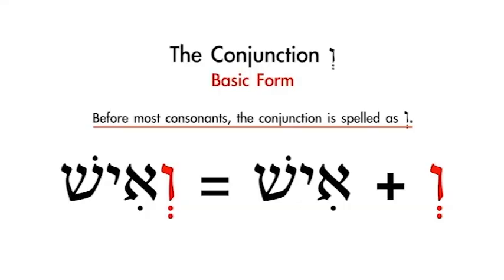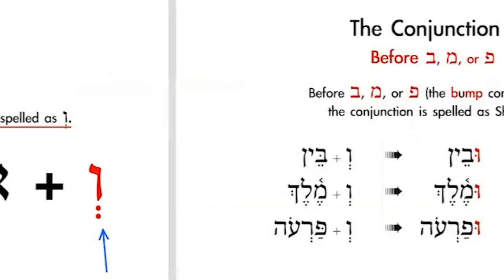So here's how it works. First, you begin with the conjunction vav spelled with vocal schwa. Then you take the noun to which you want to add it, and you glue it right to the front of it as a prefix. Like the definite article, the conjunction vav never appears by itself. It's always prefixed to the word that follows it. So the basic spelling is vav plus vocal schwa, but like with the definite article, there are other spelling options.